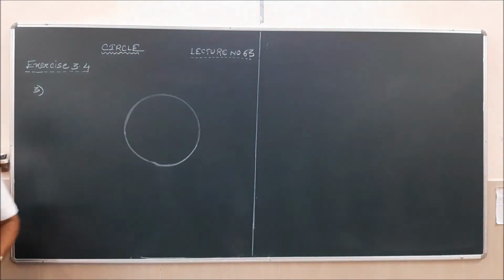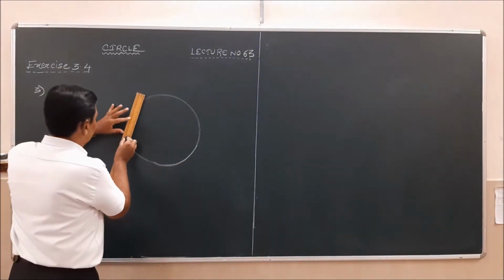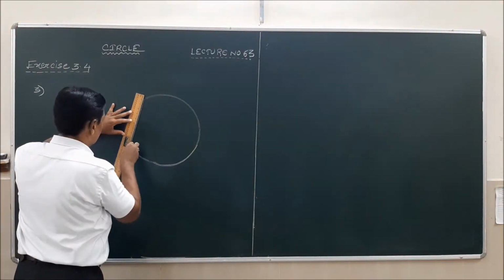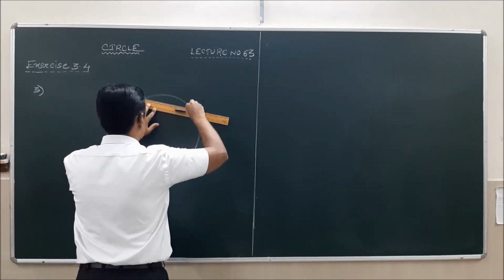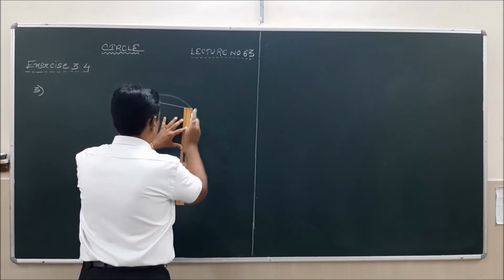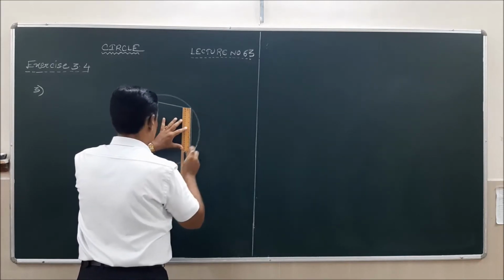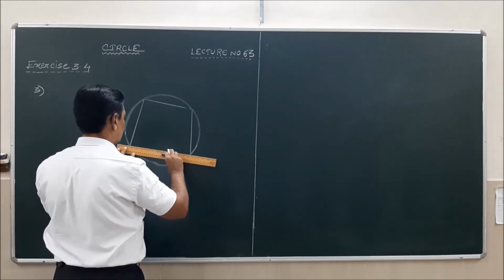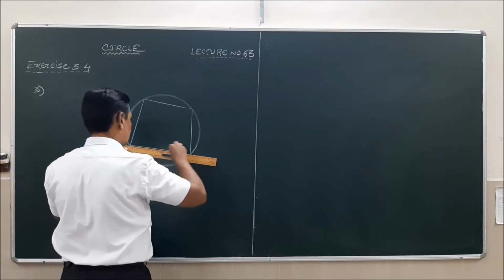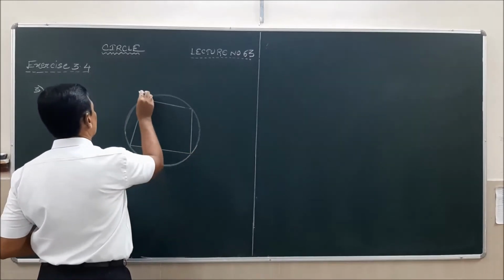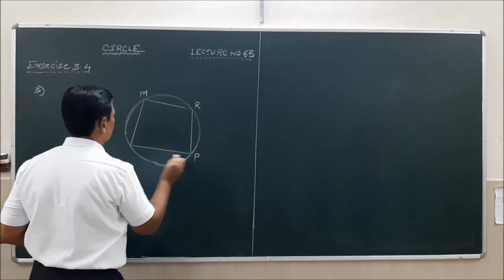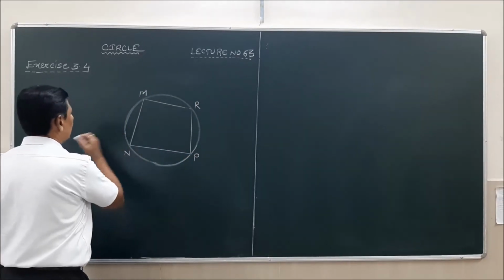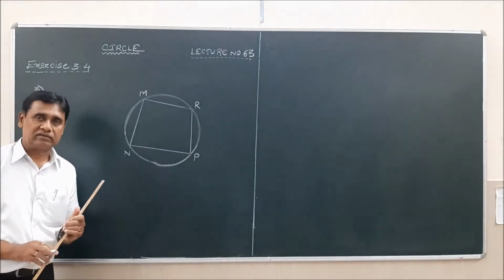Quadrilateral MRPN is cyclic. Let's draw the figure of MRPN. MRPN is a cyclic quadrilateral.